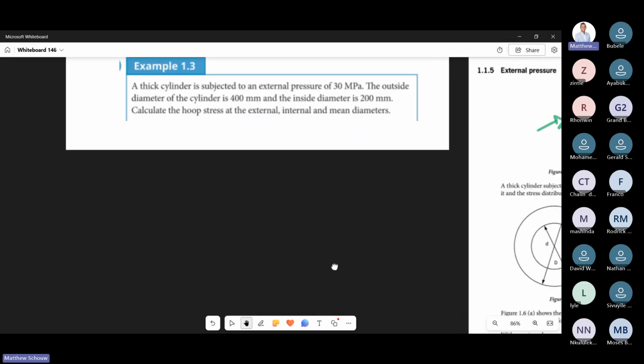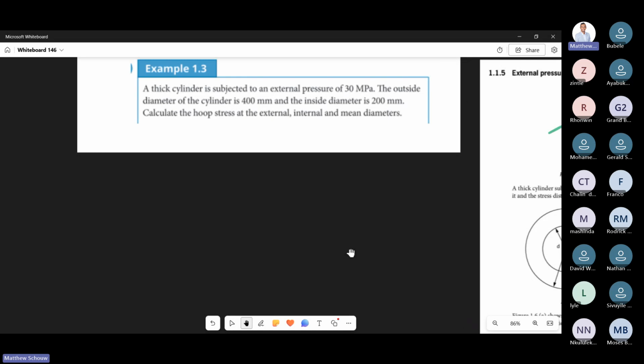So let's begin the example. It says a thick cylinder is subjected to an external pressure of 30 megapascal. The outside diameter is 400, inside is 200. We have to calculate the hoop stress at the external, internal, and mean diameter. Mean diameter is the average diameter, which we can work out.